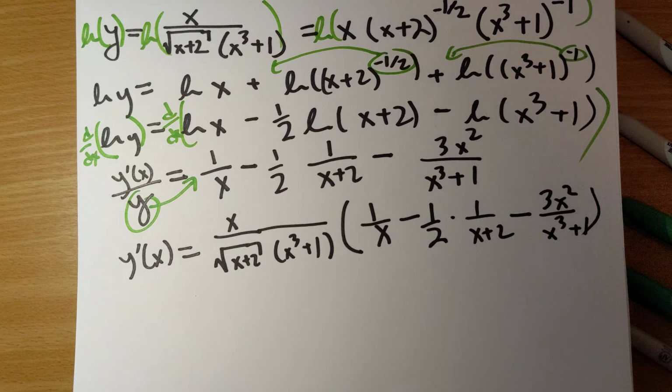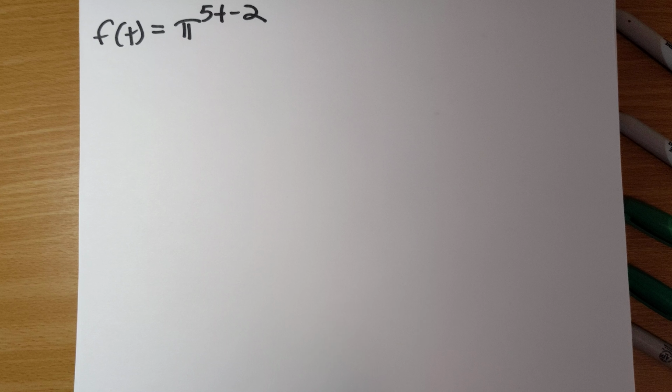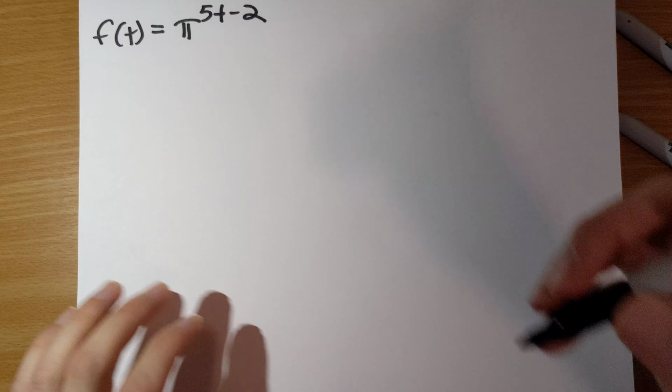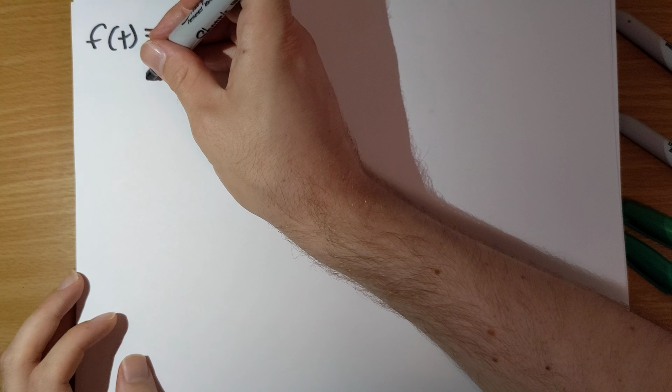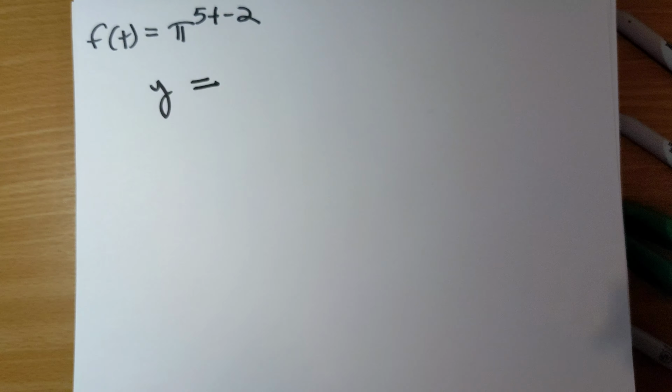Let's go to 48, asking for the derivative of f of t is pi to the 5t minus 2. Note here that this pi is a constant, so a constant raised to some power, where the power is some function of t. There are probably shortcuts we can do here, but I'm just going to do this from scratch, again using logarithmic differentiation.